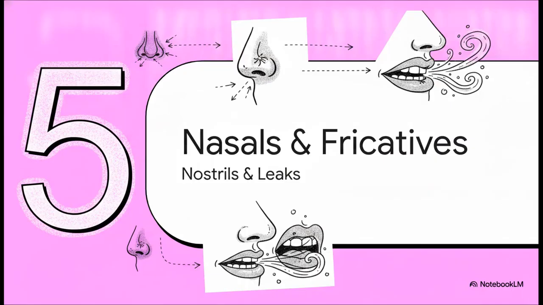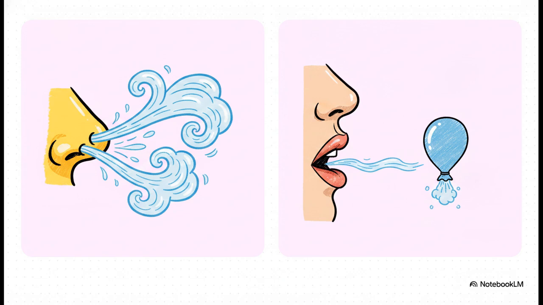Moving right along to section 5, nasals, fricatives, and affricates, nostrils, leaks, and mashups. So, nasals are exactly what they sound like. The air, or at least a big part of it, comes right out of your nostrils. They're all voiced. Think of the M in mother, the N in run, or that ing sound in song. The air channels straight through the nose.